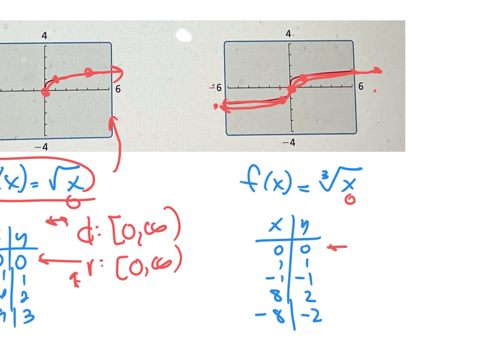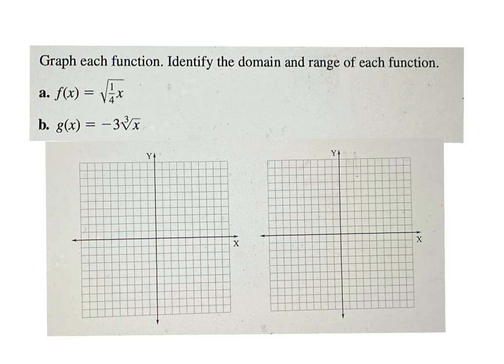Now, cube root, a little bit different. The domain, it's going left and right forever. So the domain is all real numbers. The range is also going up and down forever. Also all real numbers. That's going to be a big deal as we go on. All right. Next slide says graph each function and find the domain and the range of each function.